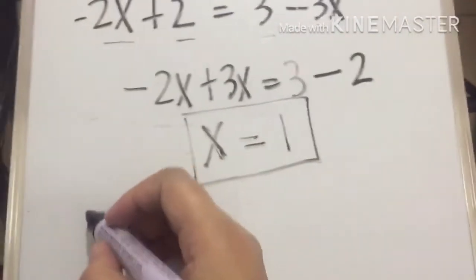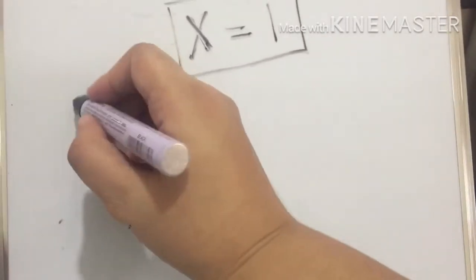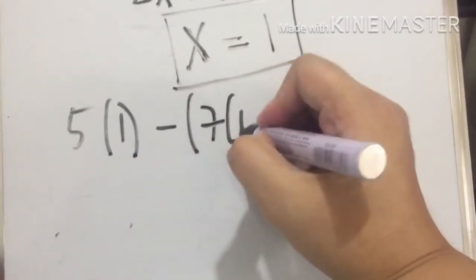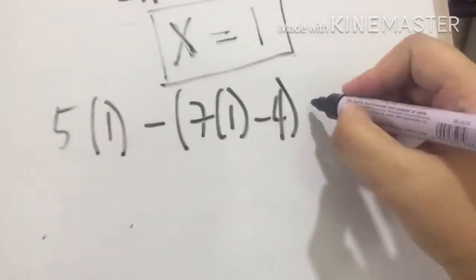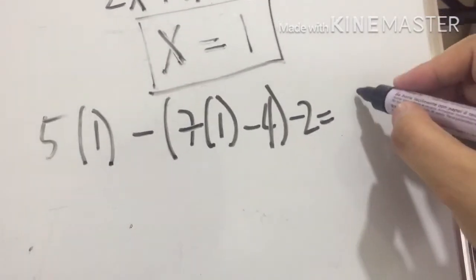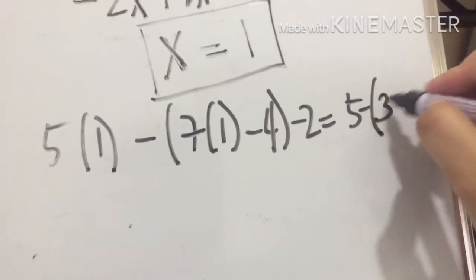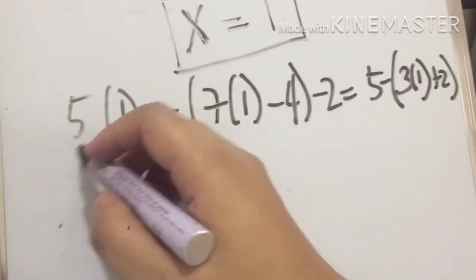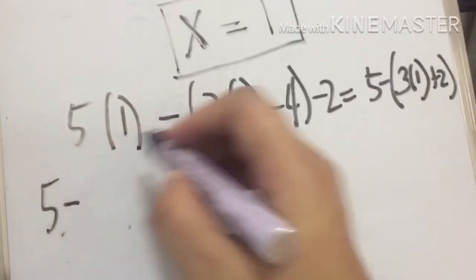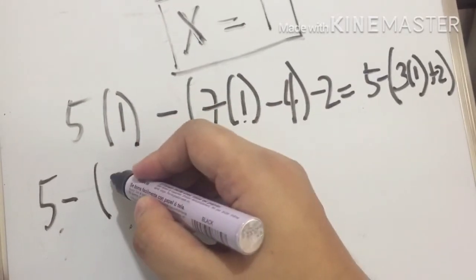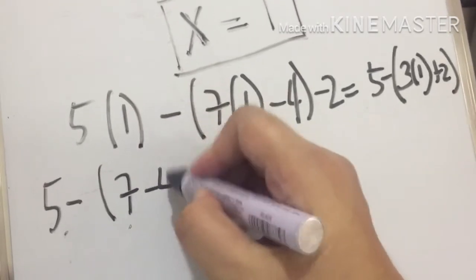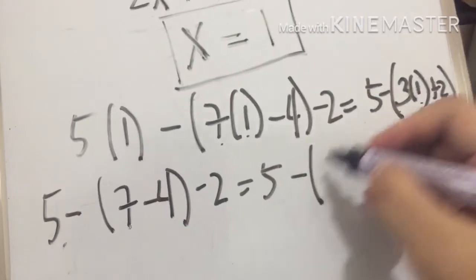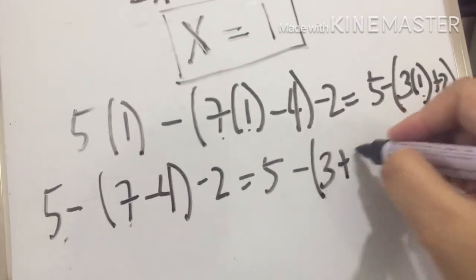Let's try, okay. So this is how to check. Okay, so 5, since your x is 1, minus 7 times 1, minus 4, minus 2 equals 5 minus 3 times 1, plus 2. Okay. So let's try if it will be equal. So 5, just 5, minus 7. Okay, so in parenthesis still, you have there 7 minus 4 minus 2 equals 5 minus, in parenthesis, 3 times 1, 3 plus 2.